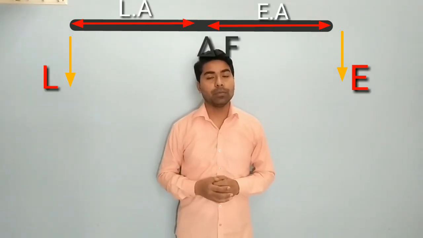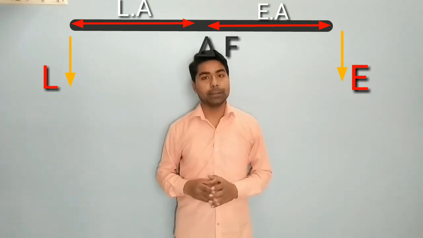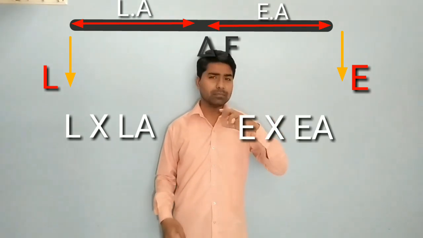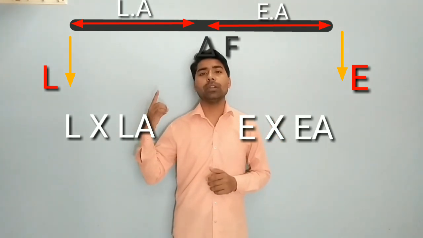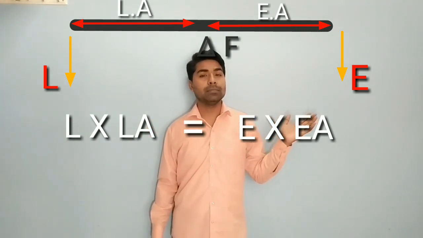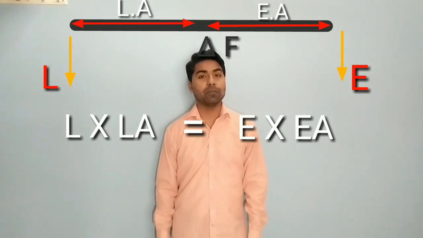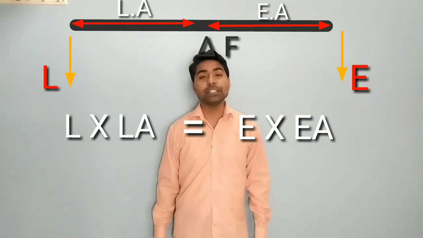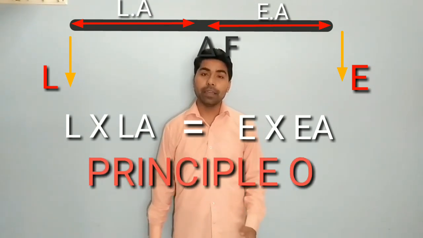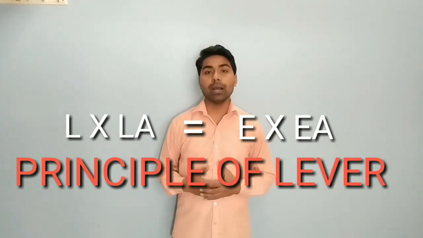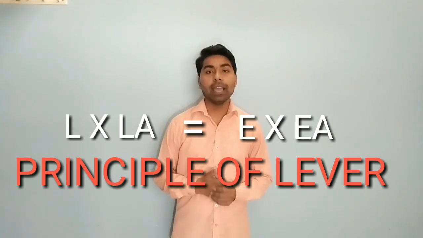Using the same principle as in chapter 1, which was called the principle of moment: load into load arm is equal to effort into effort arm. There it was called the principle of moment, but here it is considered as a lever, so we will say here principle of lever. Remember, this is called the principle of lever. That is, load into load arm is equal to effort into effort arm.